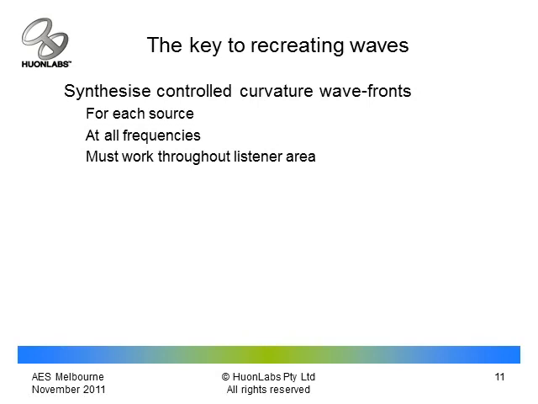So, the key to recreating waves is, first, to be able to synthesize controlled curvature wavefronts. You have to do that for each source, but that's okay because superposition will work, so you can put them all together and send them out. You have to do it for all the frequencies that that source could possibly have. And you've got to make it so that it works everywhere in the listening environment. Bit of a challenge?